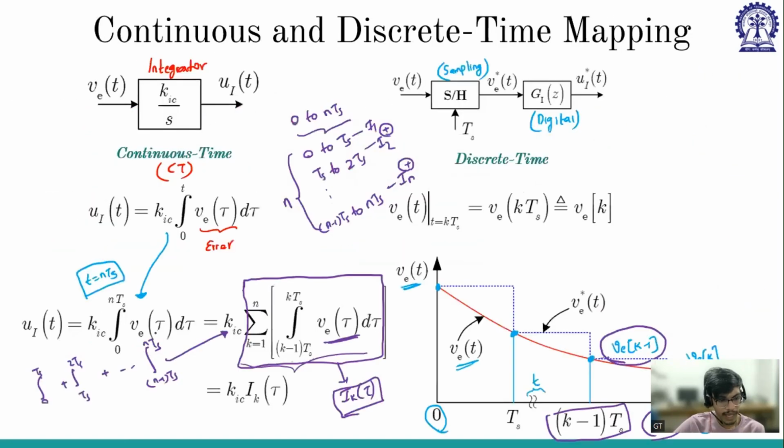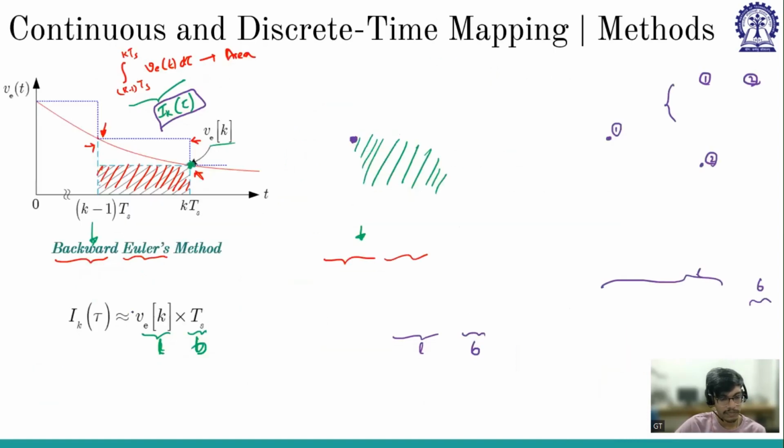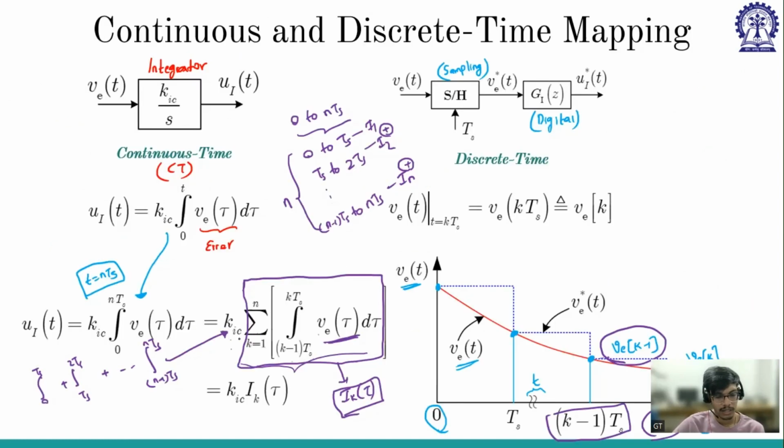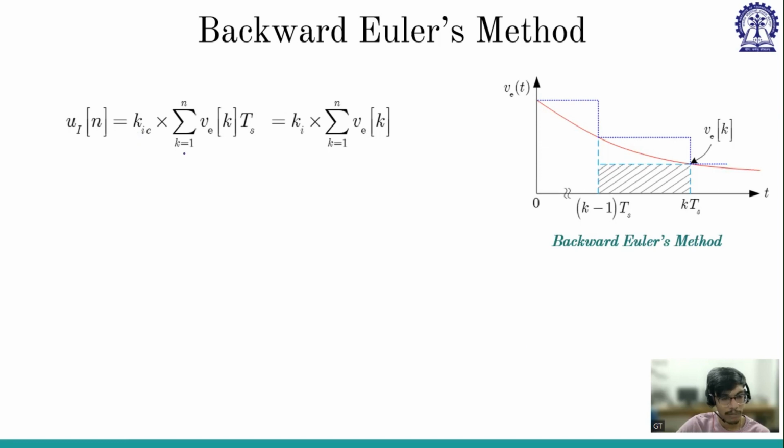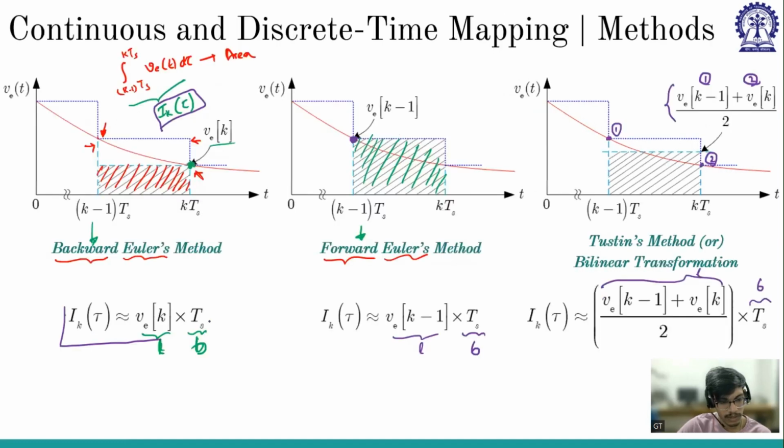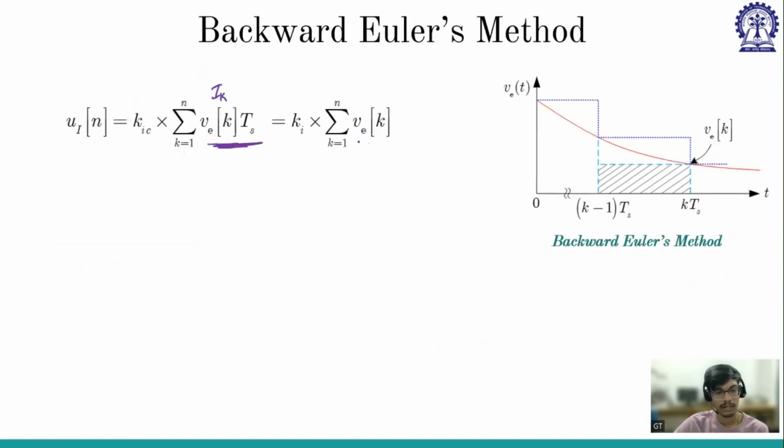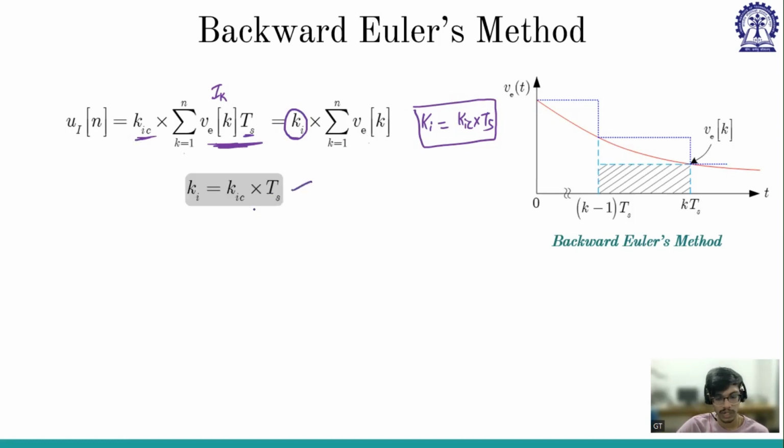So this is KIC into summation of Ik, right? Ik is the area under that curve, yes. Now what I'm doing, KIC into summation of Ik. Ik is what? VE of k into TS, right? So this is Ik, which I am getting from backward Euler's method. So I'm substituting it here. Now I got Ki into summation of k equals 1 to n of VE of k into TS. But what I am doing is defining one Ki, which is KIC into TS. So now it will be Ki into summation of VE of k.